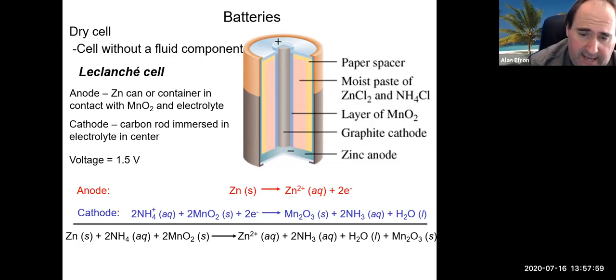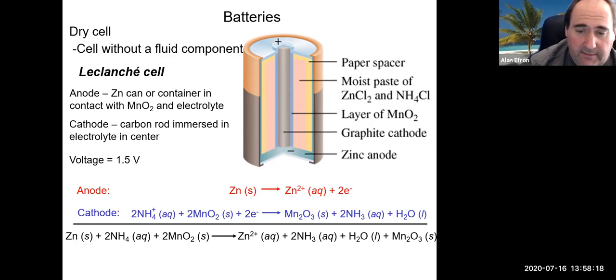So we have our zinc anode, the negative side, going as electrons would travel out, away from that negative side to the positive side. Obviously, as it's doing that, it's going through your device or whatever you're powering, to help that all occur.